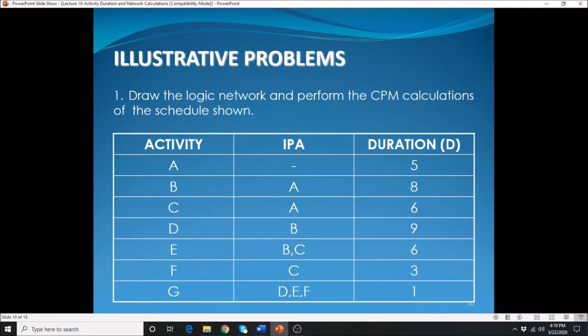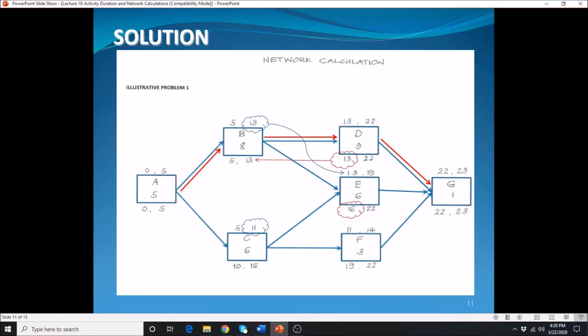Alright, so let's take a look at this one here. We're asked to draw the logic network and perform the CPM calculation of the schedule shown. With this given table here, IPA corresponds to the immediate preceding activity. You will notice here that activity A has no preceding activity. Activity B will follow your activity A, C will follow your activity A, and D will follow your B, and your E will follow your B and C. What this means is that you cannot proceed with your activity E unless both of those two activities are completed. The same thing also with your activity G. All your D, E, F must be completed first before you move on to your activity G.